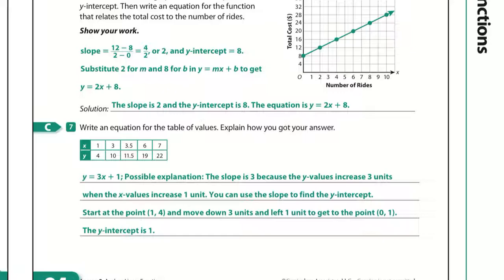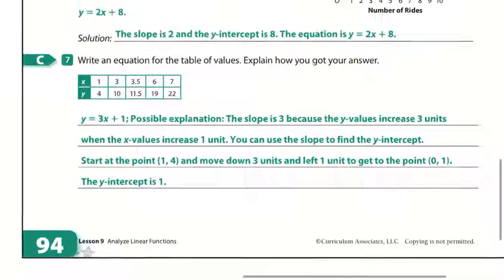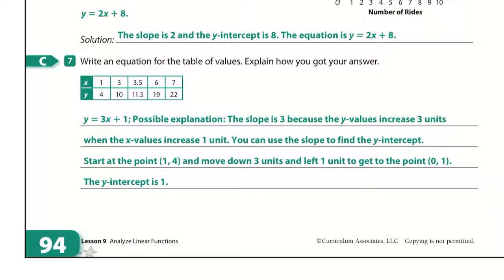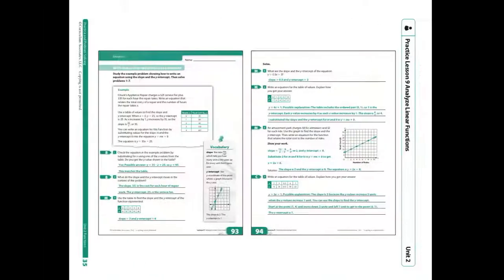Oh yeah, so we've got the slope is 3 because the y value. If we take a look at it right here, there's a possible explanation that goes along with that. So y equals 3x plus 1. The slope is 3 because the y value is increased 3 units when the x value is increased by 1. And then you can use the slope to find the y-intercept. You start at 0.14 and you move down 3 units to the left to get to the other one. So that could be your answer that goes along with that.